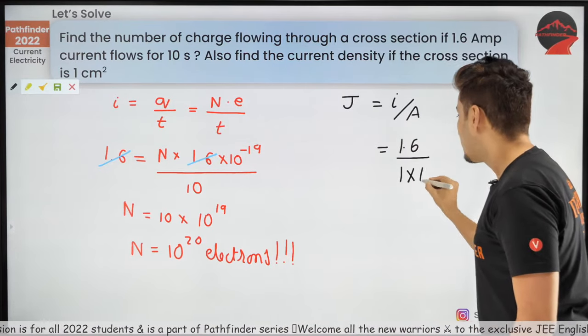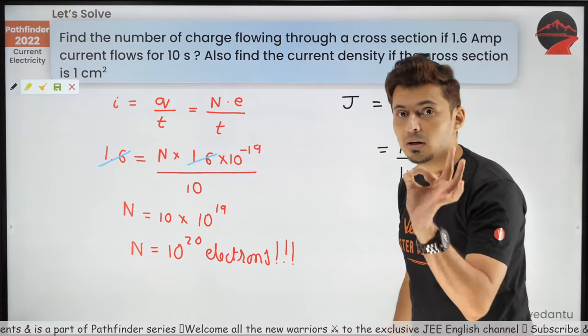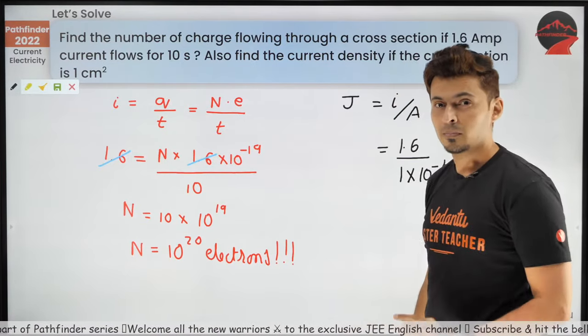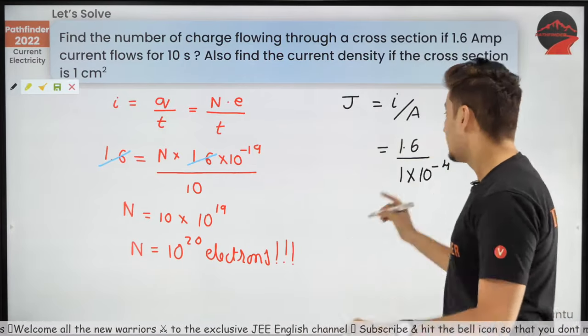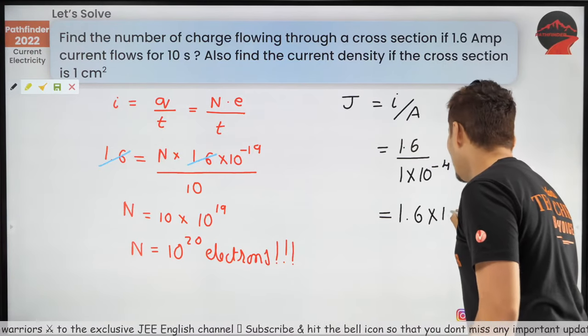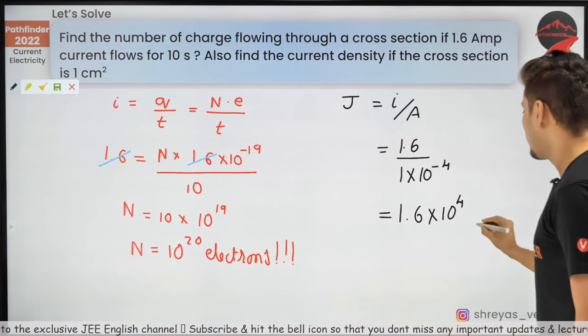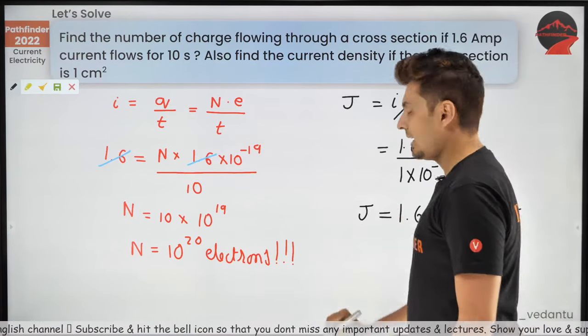1 centimeter square is 1 into 10 to the power minus 4. Be careful, you are converting it to meter square. So hence, it will become 1.6 into 10 to the power 4 ampere per meter square. And that's the final answer.